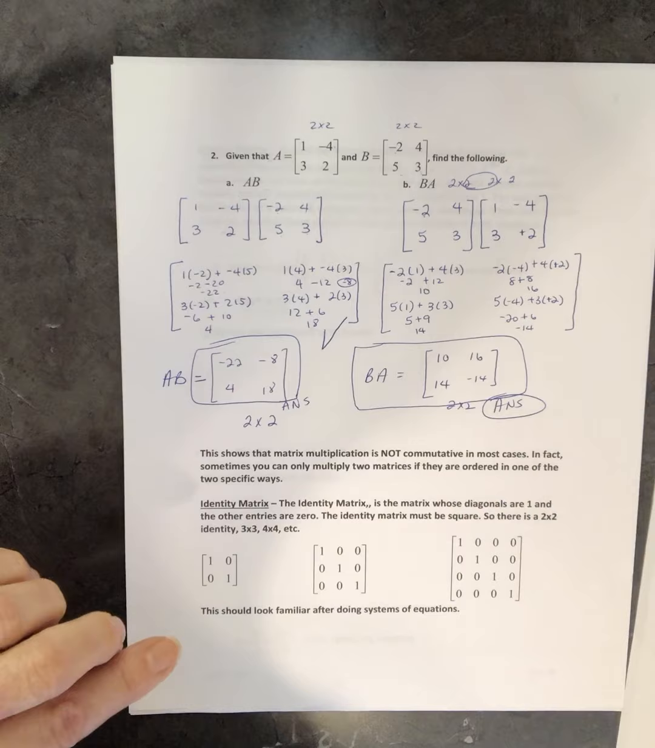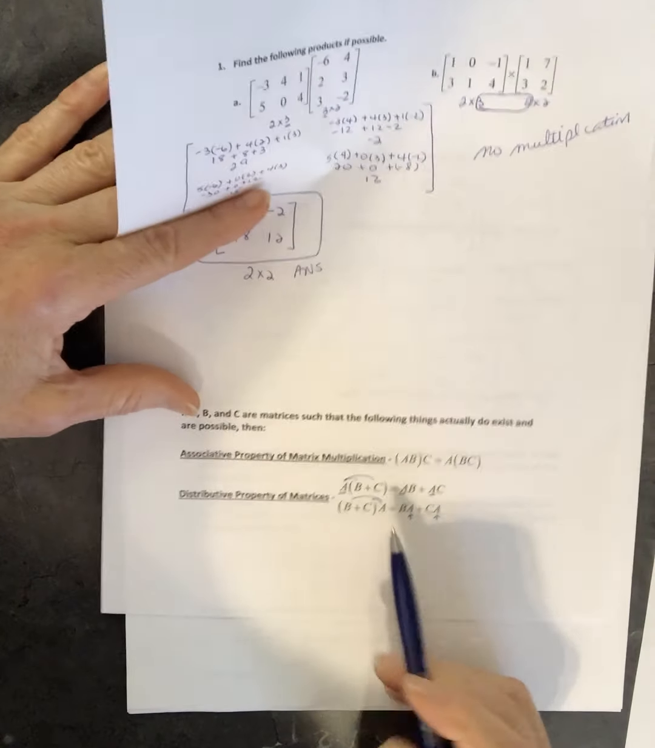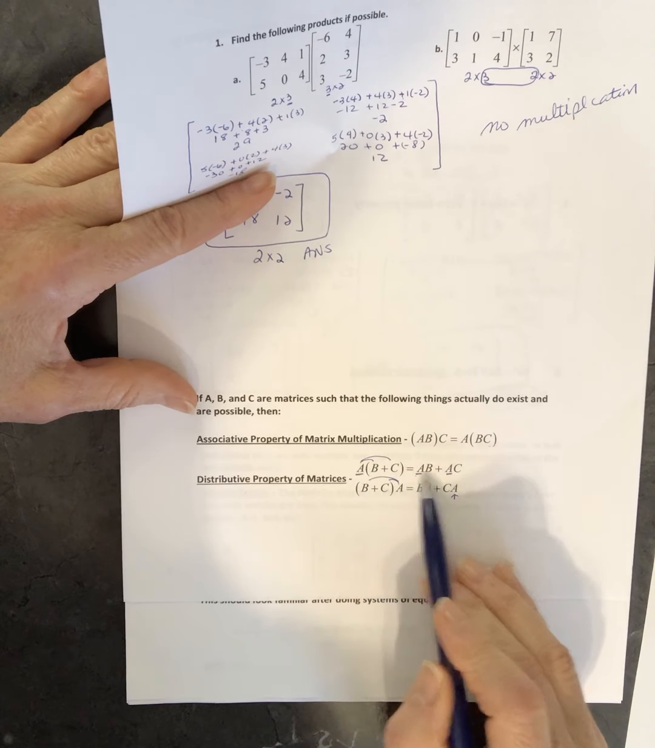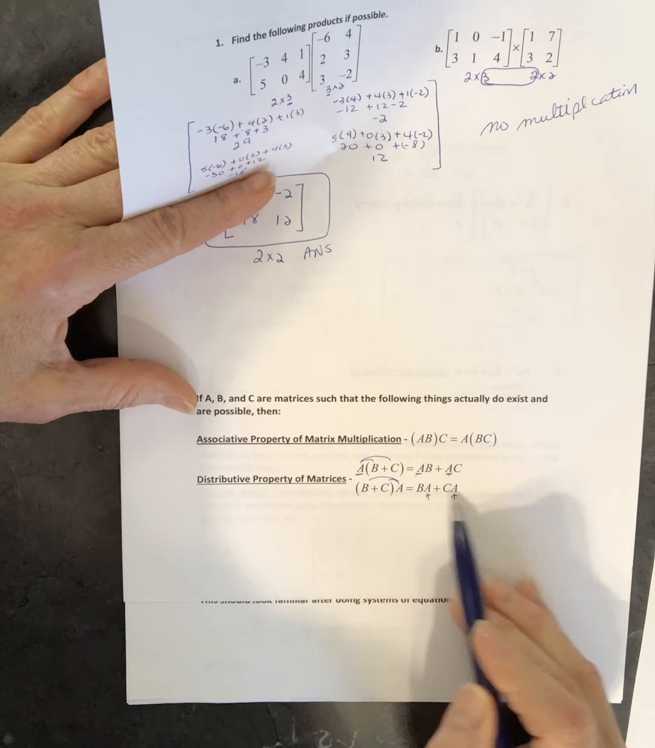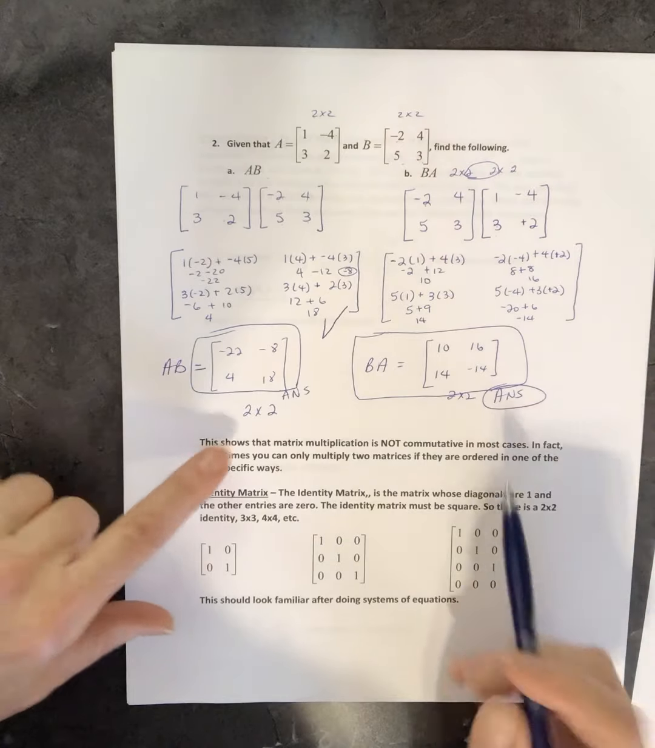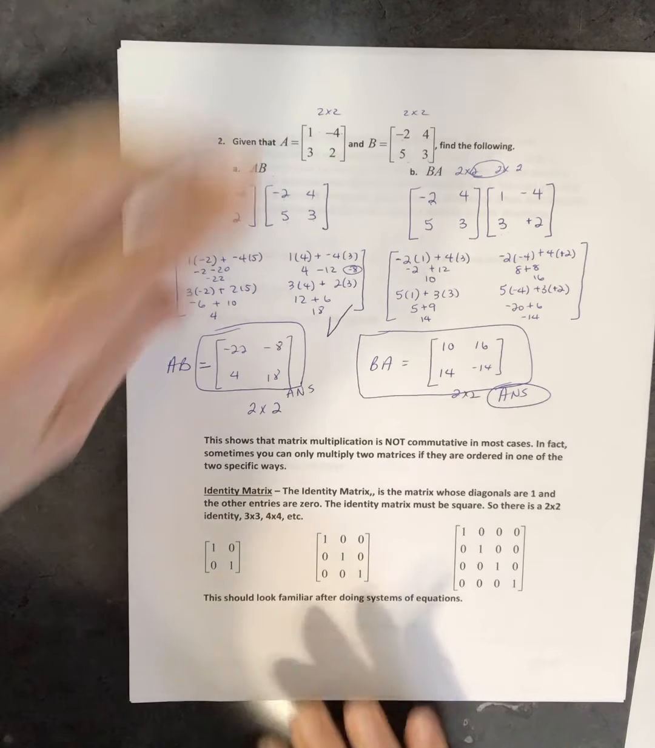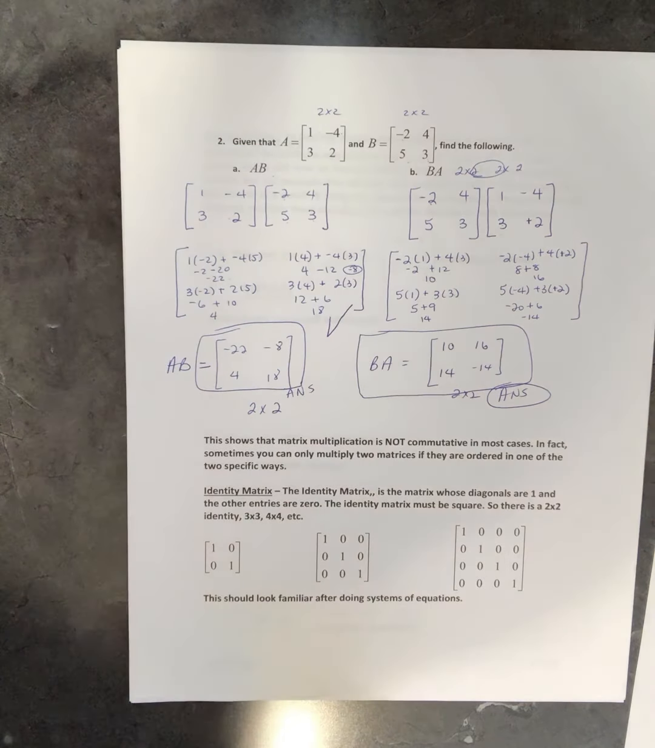So that's why on the previous page you make very sure that if your matrix is on the left, it stays on the left. If it's on the right here, it stays on the right, because it will produce two vastly different answers. Okay, so that is multiplication of matrices.